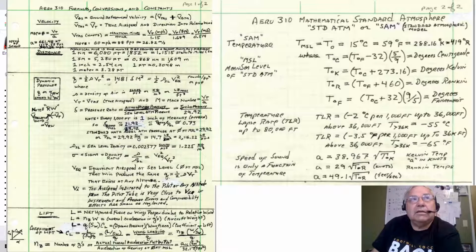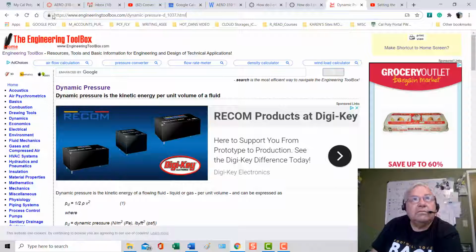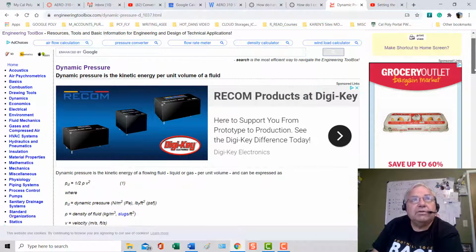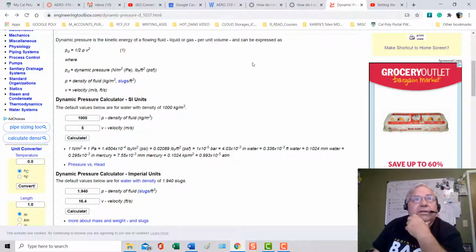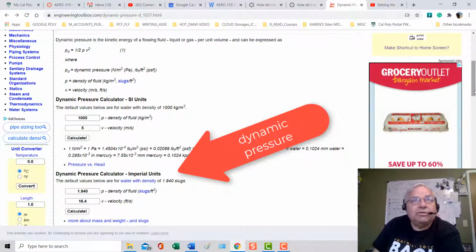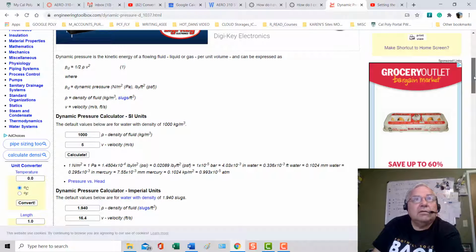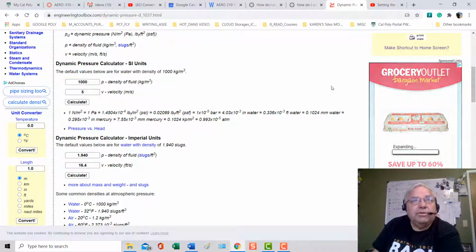It's called the Engineering Toolbox, and then it's dynamic pressure dash D. Well, I know you can see it up here at the top. And this is interesting because this takes you to dynamic pressure. It's the same formula that I used, except you can actually calculate the dynamic pressure with units. So you can use metric units or SI units or imperial units. In other words, slugs again, feet per second.